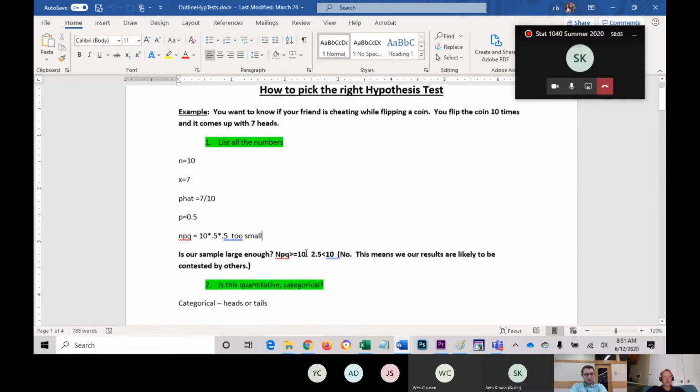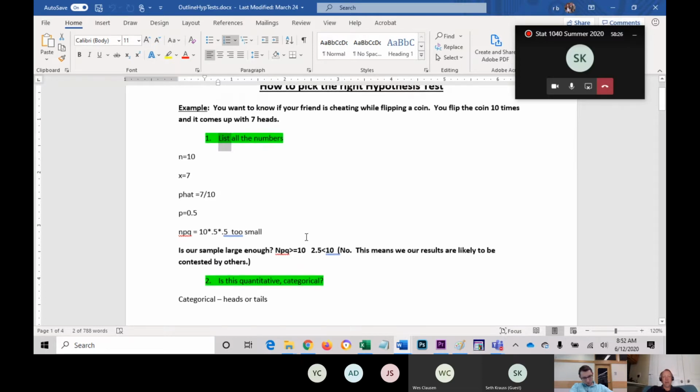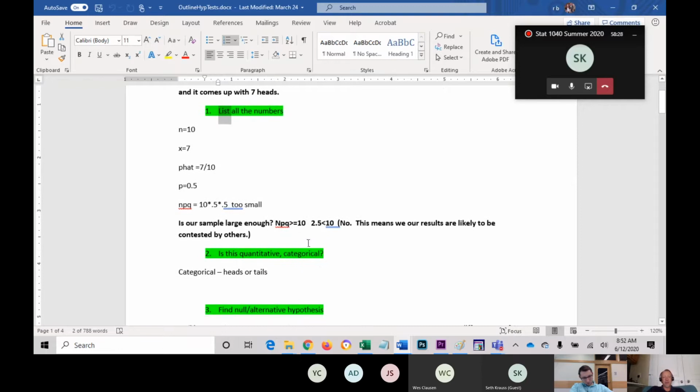Okay, so steps 1 and 2, by the way, these don't necessarily have to be done in order. Just make sure you do them all. And you may want to choose categorical or quantitative right off the bat as step number 1. These two steps kind of go together. So, all right. Step number 3 says to find the null and the alternative hypothesis.